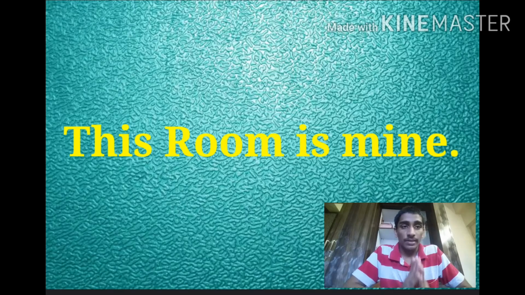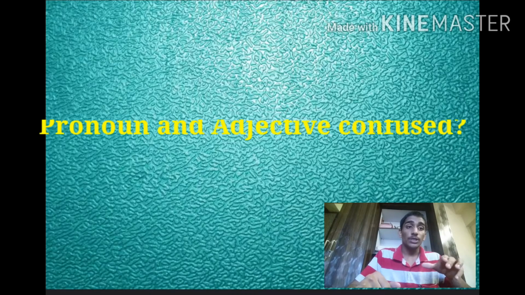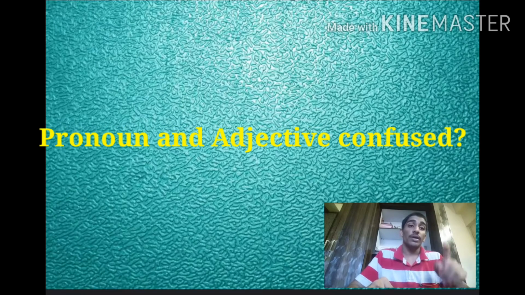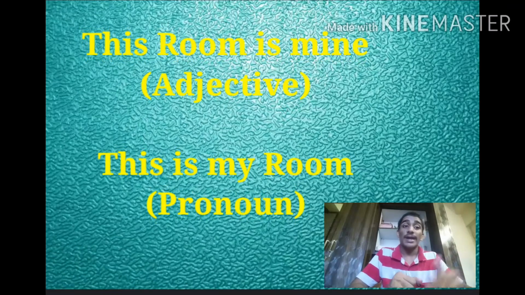This room is mine. Now what is the demonstrative adjective here? This is the demonstrative adjective. Here you may say that it is a pronoun also. Let me clear your confusion first. Don't mix up pronoun and adjective. Here this becomes an adjective because the sentence is 'this room is mine', whereas if I say 'this is my room', it will be a pronoun.